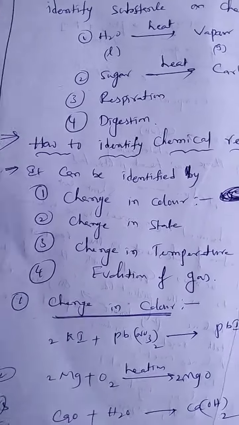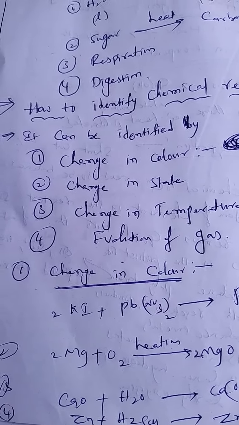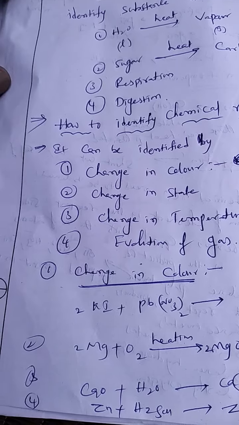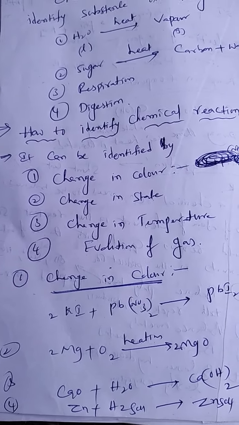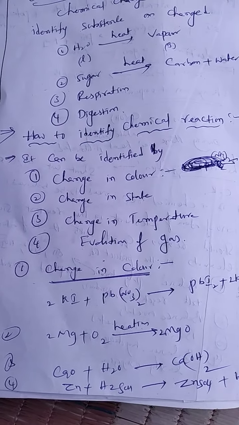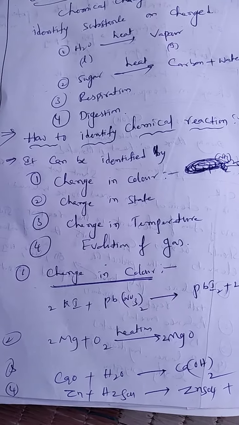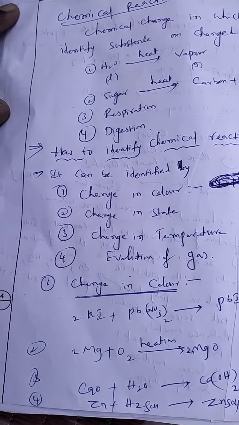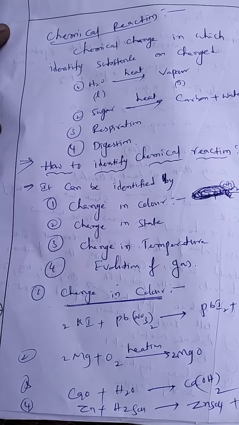The third one is change in temperature. Lime, CaO, calcium oxide, is an example of a solid substance, also called quicklime. It reacts with water to form lime water and releases heat energy. A reaction in which heat energy is released by the substance is called an exothermic reaction. Here the temperature changes.